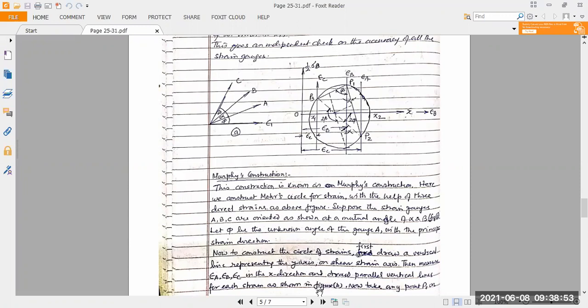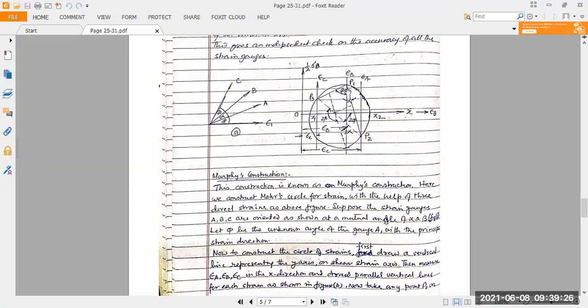Now to construct the circle of strain, first draw a vertical line representing the y-axis, OY, and the x-axis, OX. Then measure epsilon A, epsilon B, epsilon C, the strain gauge readings along the x-axis. Draw parallel vertical lines for each of them, as shown here.